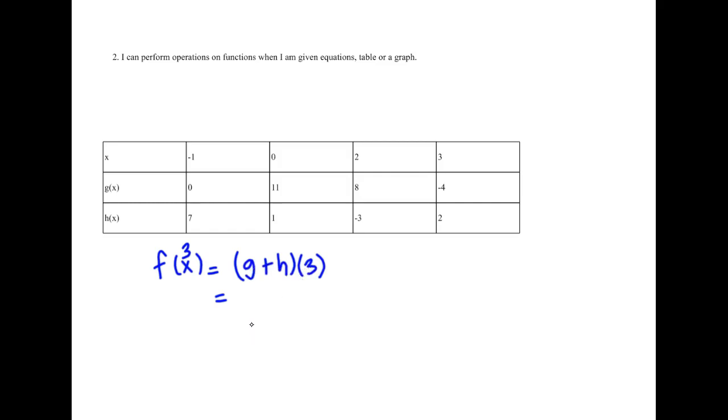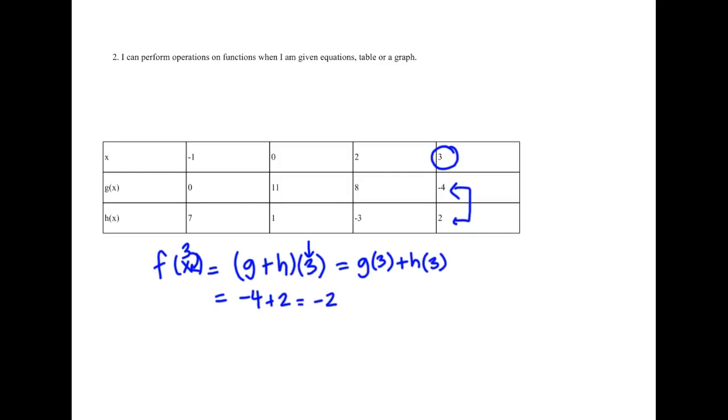All right, so what does that mean? Well, I see my x column here. This gives me all the x values, and I see that 3 has taken the place of x. So I'm going to go to 3, and I'm going to target the y values, because that's exactly what this means. Go to the g function when x is 3 and find out what y is. Go to the h function at 3 and find out what the y is, and then add those guys together. So another way to write this is this. So I have -4 plus 2, and that's a -2.